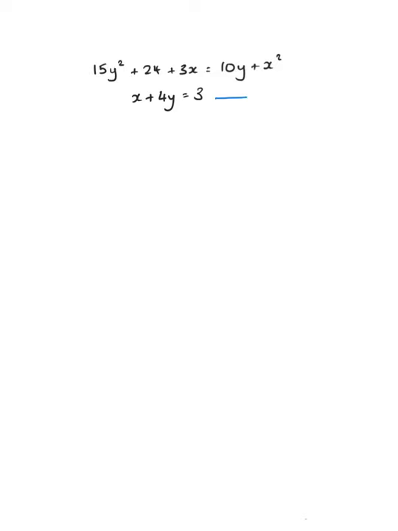And even when they look a little bit more complicated like this one, the same method is going to work. I'm going to rearrange this so it says x equals, so 3 minus 4y is equal to x. Then we're going to do exactly the same as we've been doing before. I'm going to substitute that x into the other equation, so I get 15y squared plus 24 plus 3 lots of 3 minus 4y, and that equals 10y plus 3 minus 4y squared. So again, all I've done is replace the x with 3 minus 4y.